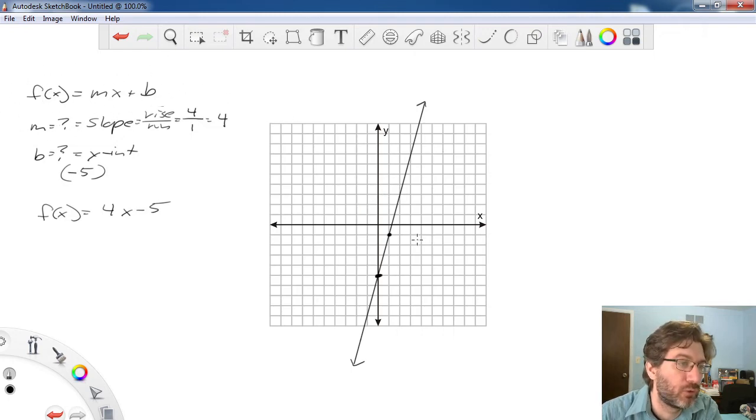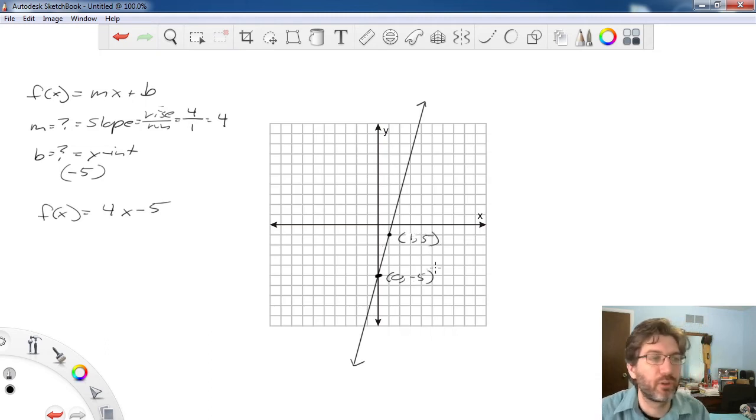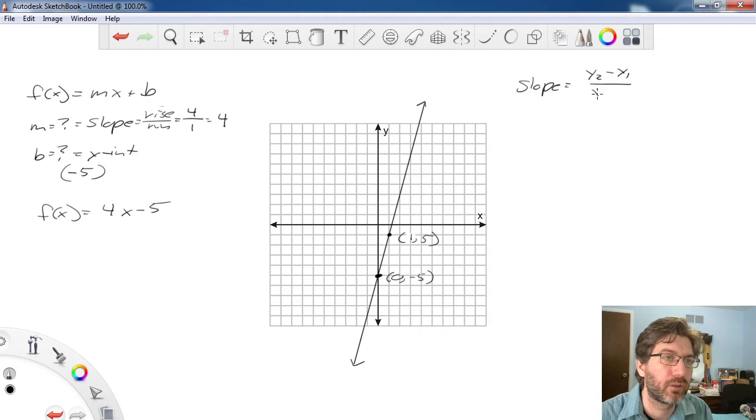If it gives you 2 points, because a lot of times it's going to give you points, like it'll give you this as 0, negative 5, and it might give you this point as 1, negative 1. If it gives you those points, remember your slope can be found as well with y2 minus y1 over x2 minus x1, like you did yesterday. You can solve it this way as well.